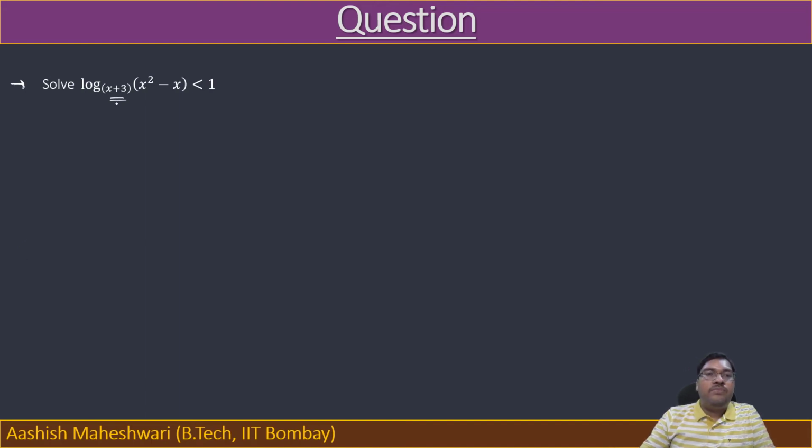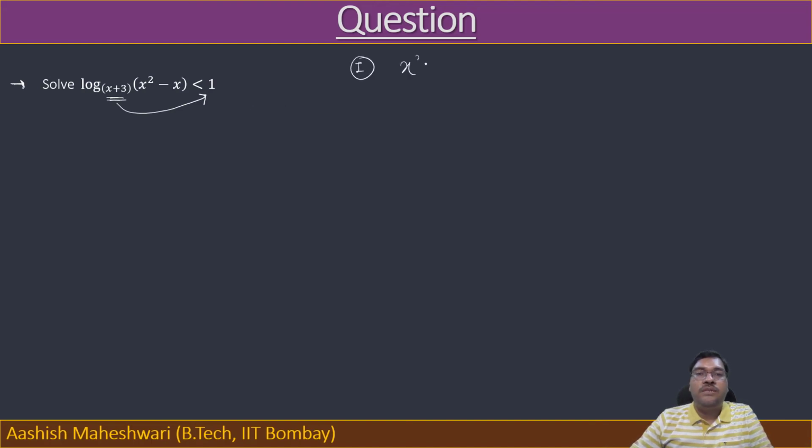So if I take this base on this side, this will be x plus 3 raised to 1, but the sign of inequality will be same or it will change. That will be dependent on this x plus 3, whether this is less than 1 or greater than 1. So here you have to make two cases. So first let's write the domain of this, then we will solve the inequality.